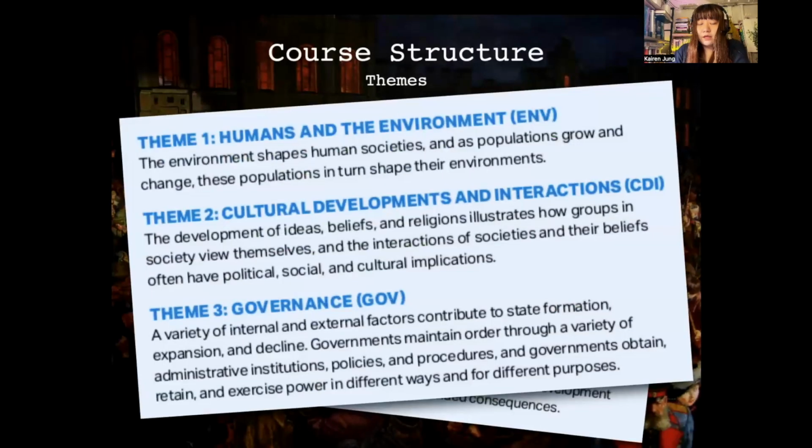The 6 themes. Theme 1 is humans and the environment, how humans interact with their environment as populations grow, as different farming techniques are developed, and as industrialization occurs and so on. Humans impacted their environment, they were impacted by the environment in turn, and this was a cycle that we see.